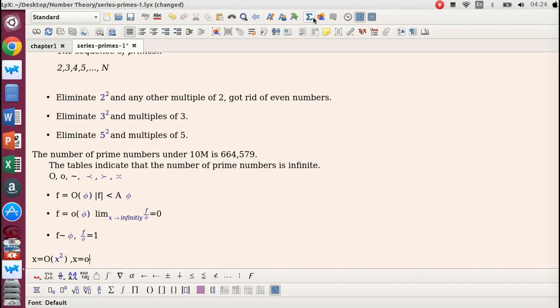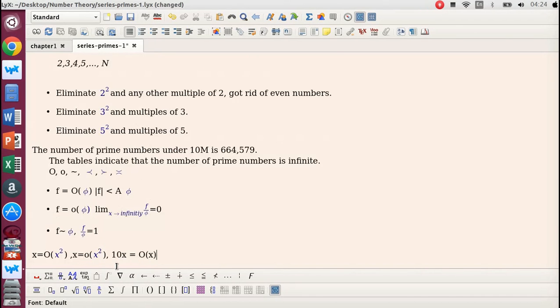X equals little o of x squared. Okay. Now, 10x is big O of x, because big O algebra just lets us ignore the constants, so since 10 is a constant, it's big O of x. And this is very important.